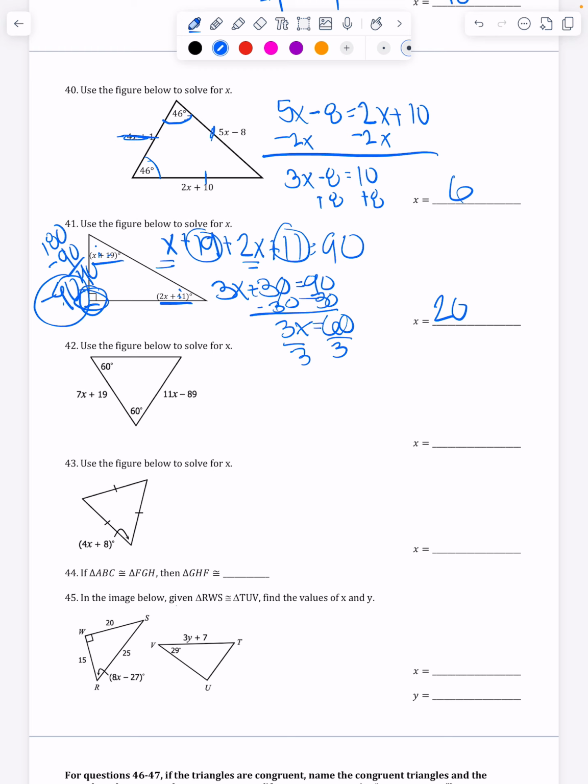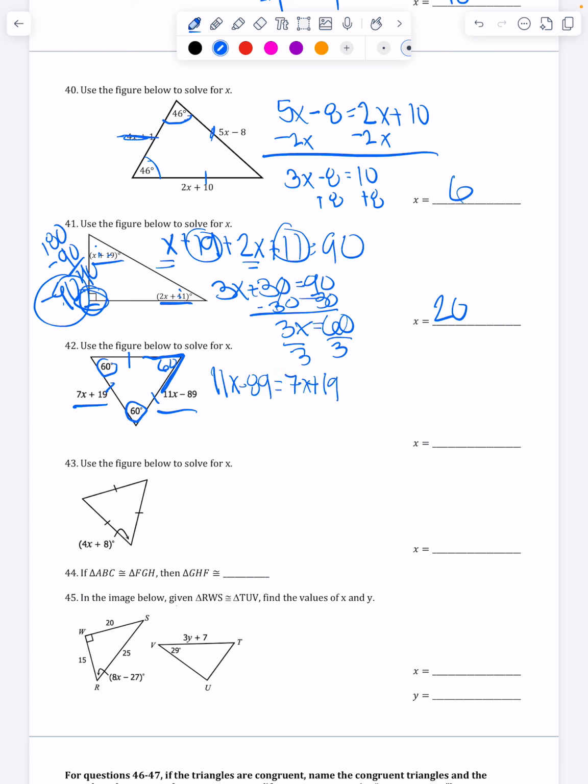Okay, next up, well, if this is 60 and this is 60, this triangle, that angle right here, has no choice but to be 60 degrees, which means that's an equilateral triangle, that all the sides are congruent. So what I'm going to do is I'm just going to go ahead and set these equal to each other. I'm going to do 11x minus 89 equals 7x plus 19.